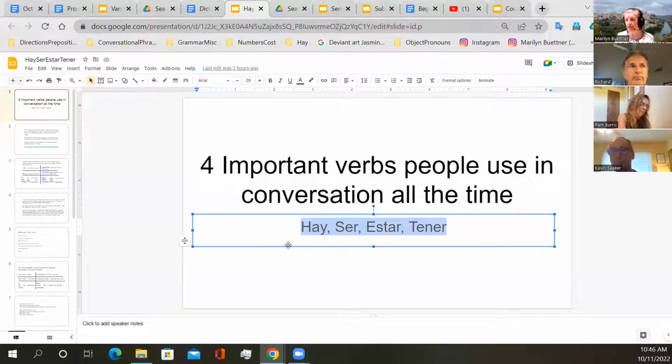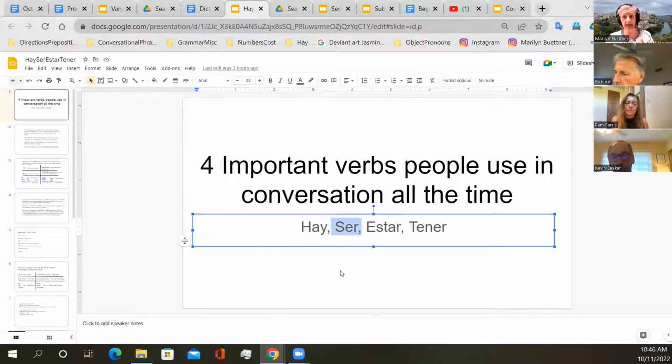Okay, so first of all, these are common verbs. Hay is always, this is the gimme. It's the gimme of the group. Hay just says there is. It also means there are. And that's the only form you have to know is hay. So it never changes its form. But the other 3 are going to change forms depending on who you're talking about. So let's take a look.